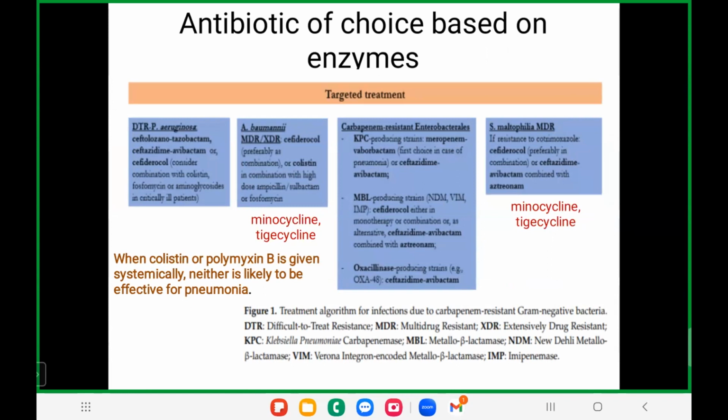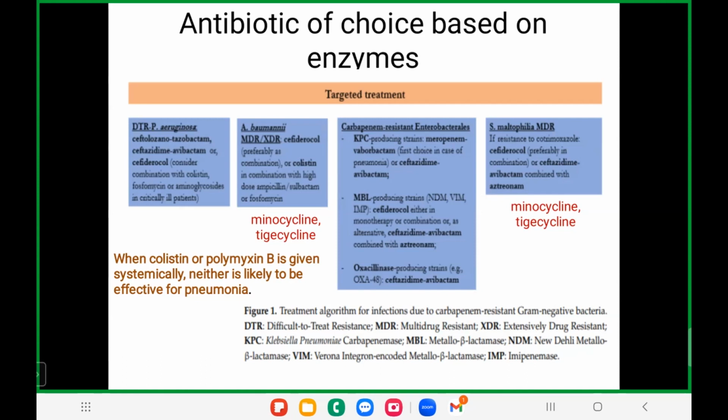And this is a simple summary of the options we have for multi-drug resistant Enterobacteriaceae groups. If you have Pseudomonas aeruginosa which is resistant to the majority of the antibiotics, the options we have are very few. So you have ceftazidime avibactam and cefiderocol, and you can try polymyxin B for any resistant bug. But the problem is that polymyxin B should not be given as monotherapy. You need to combine it with some other antibiotic, and it is less likely to be effective for pneumonia. So you need to combine it with other susceptible antibiotics.